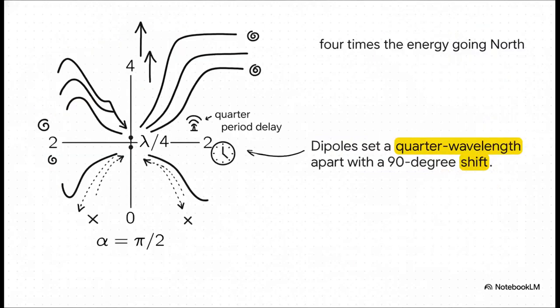What if we space the antennas a quarter wavelength apart and physically delay the phase of one by a quarter period? In one direction, say south, the signals arrive 180 degrees out of phase. They completely cancel each other out. Zero energy. But north, the built-in timing delay perfectly compensates for the physical distance delay, meaning the two signals appear exactly in phase. We get 4 times the energy going north and 0 going south. We just solved the dilemma. We didn't have to move a single piece of metal to do it.